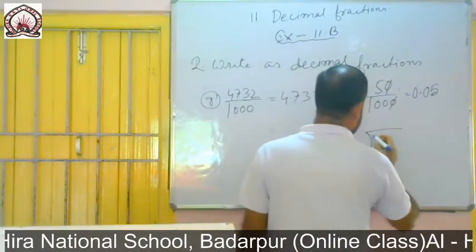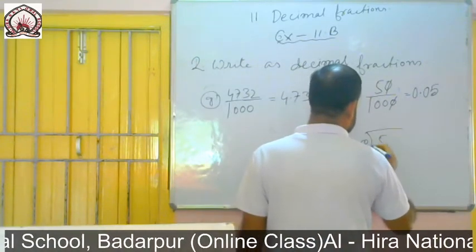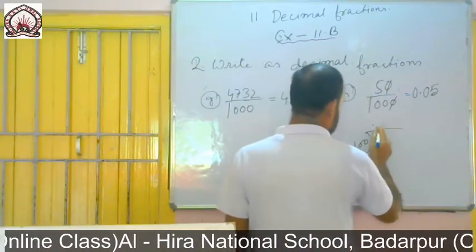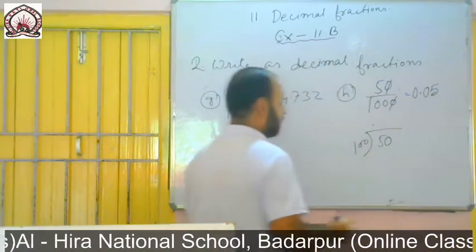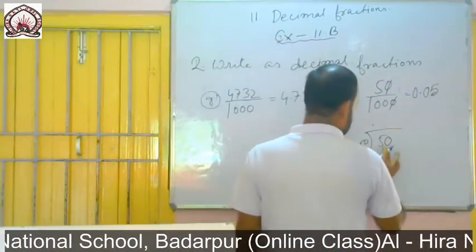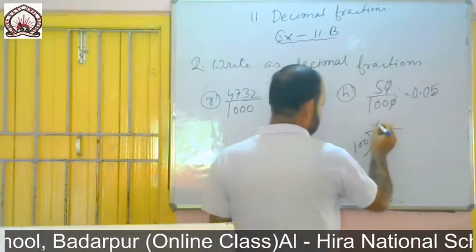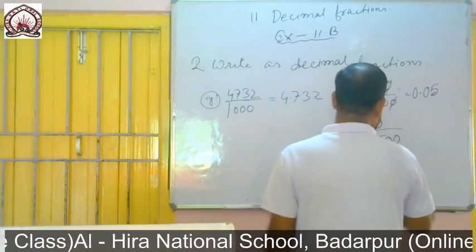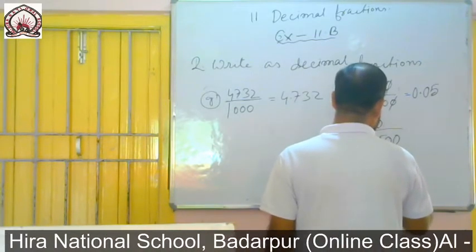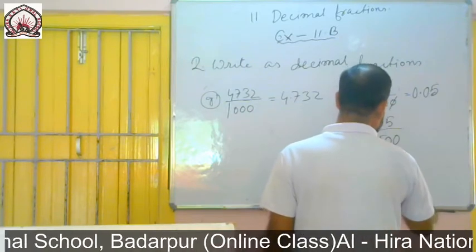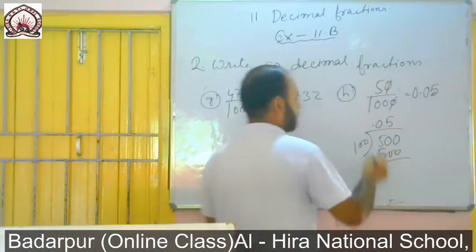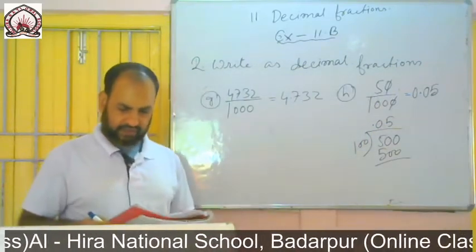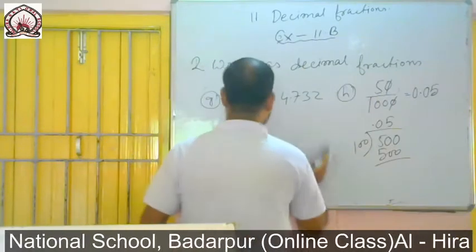And if we divide 5 by 100, then 5 is smaller than 100. Then we put a point there and add a 0, then 50, which is also less than 100. Then we add another 0, so 500. 100 times 5 is 500. So the answer is 0.05. Next, question number I.